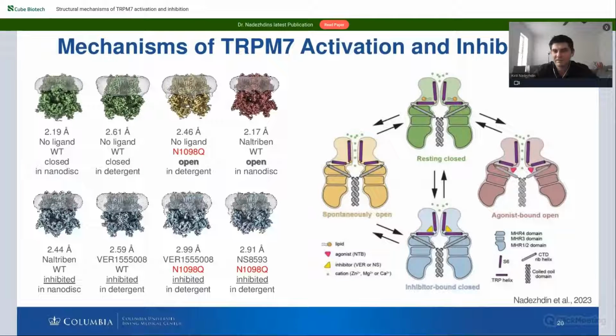We see at least four different states for this channel. One is the resting closed state, when the channel doesn't have any stimulus to open. Then we see two open states, and they are different. Although both have the channel pore open to conduct ions, they differ in the lower, cytosolic part. With the mutation, nothing happens in the bottom part of the channel. But when we add agonist, we can see a lot of movements in the lower, intracellular part. So we propose that these may be two independent mechanisms by which the channel can be activated.